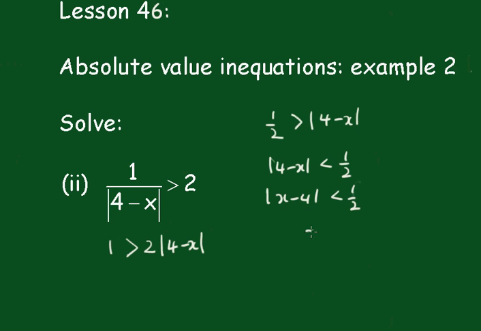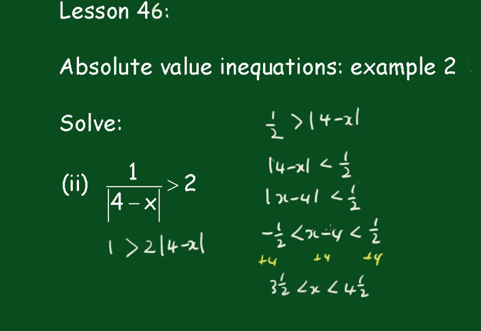That means that this must lie between a half and minus a half. Now we'll add 4 throughout. And it's going to give me 4 minus a half is 3.5, and this is 4.5.